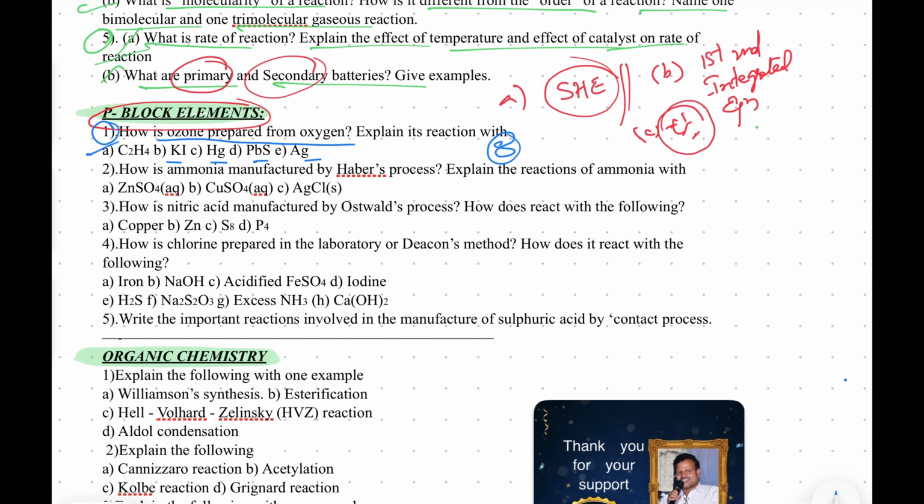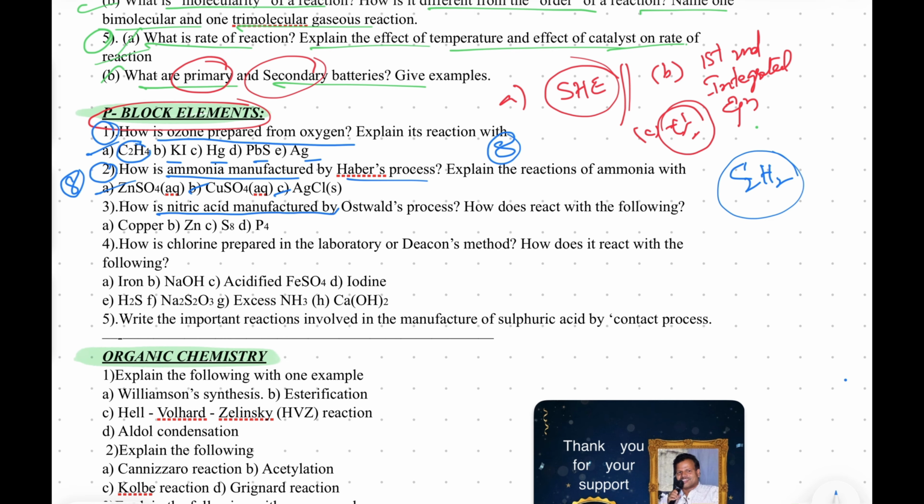Don't forget this. Sometimes they are asking C2H4, sometimes they are asking C2H2. Don't confuse, acetylene or ethylene, anyone will be asked. Clear? That's it. Next one we'll see. Second question is the ammonia Haber process and its physical and chemical properties. That is also independently an 8 marks question.